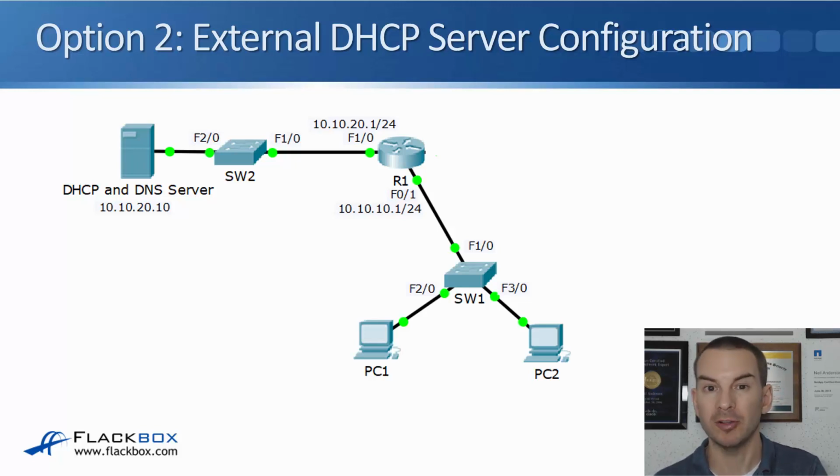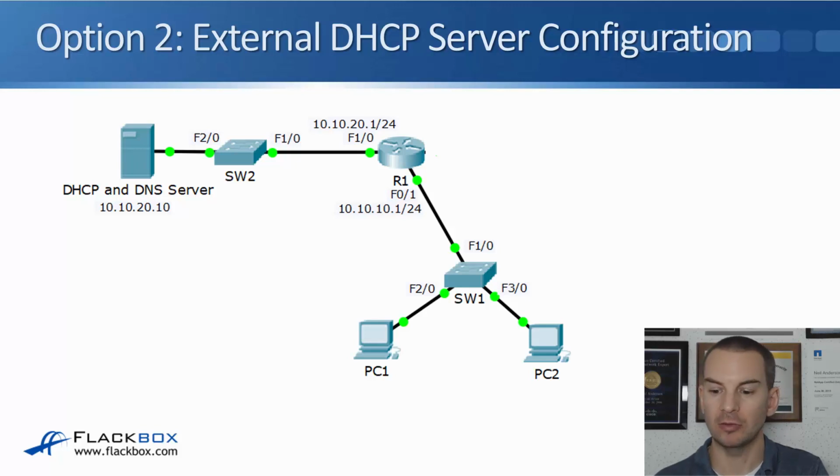We've got the same topology as the last lecture. So I've got R1 and our PCs are in the 10.10.10 subnet, but we're not going to configure a DHCP scope on R1 here. The DHCP requests are going to be served by our DHCP and DNS server, which is at 10.10.20.10. But we've got a problem here. So let's see what the problem is.